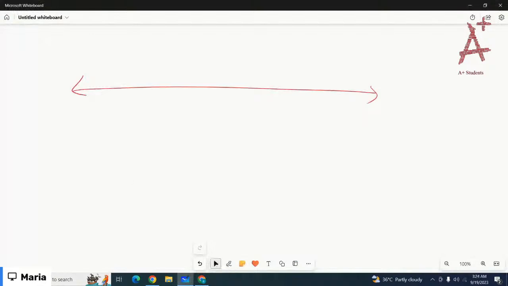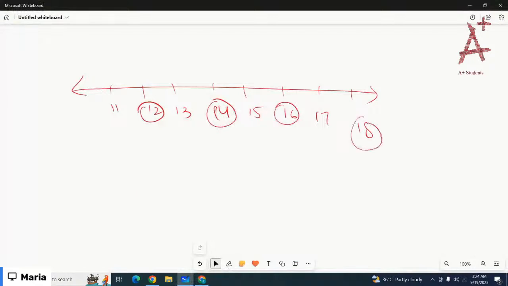Okay. So on the number line, you are given 11, 12, 13, 14, 15, 16, 17, and 18, right? We are given a number line. You have to select all the even numbers on the number line. So which numbers are even? You already know about even and odd numbers, right? You have to select the ones that are even. 12 is even, 14 is even, 16 is even, and 18 is even. So that means on the number line, you are given four even numbers, right?